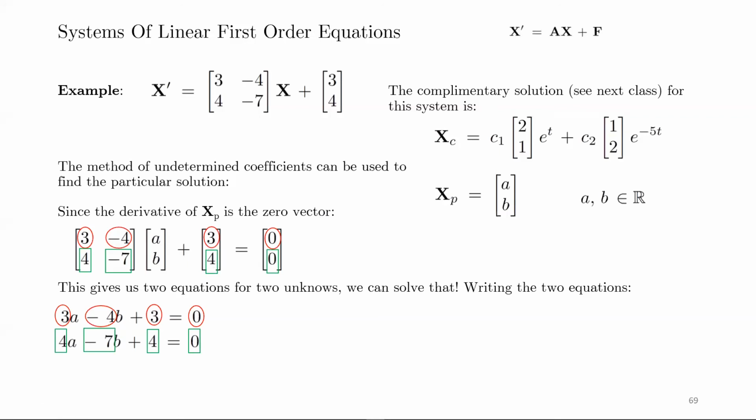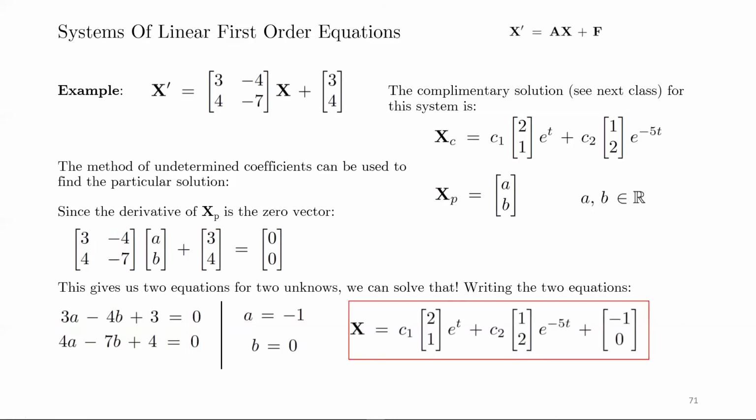Okay, so if I solve this system of equations, I should find that A is equal to -1 and B is equal to 0. And therefore, my particular solution, XP, is equal to -1 in the first entry and 0 in the second entry. Therefore, my general solution is equal to the complementary solution here, which has the arbitrary parameters C1 and C2, plus the particular solution, the vector -1, 0.